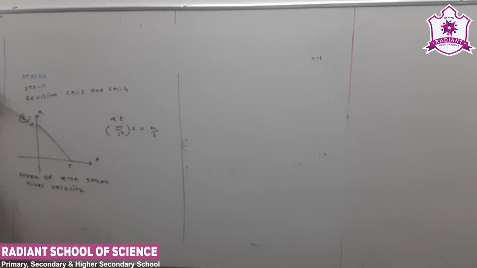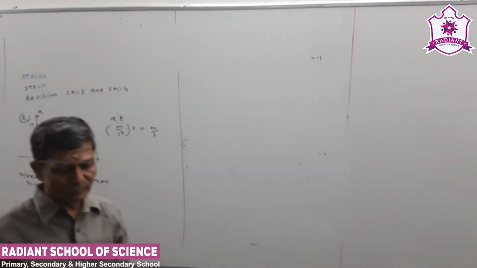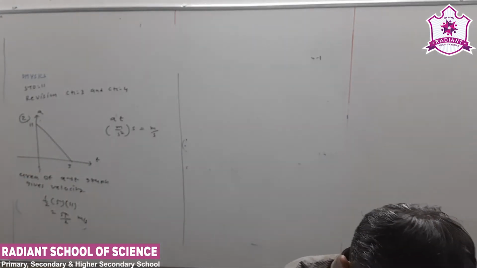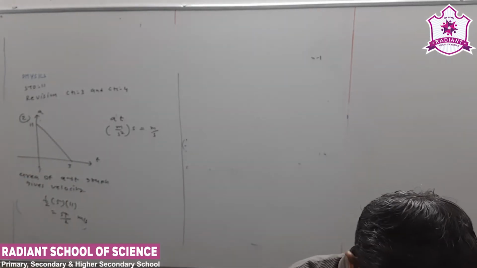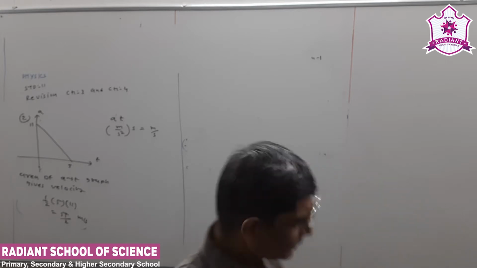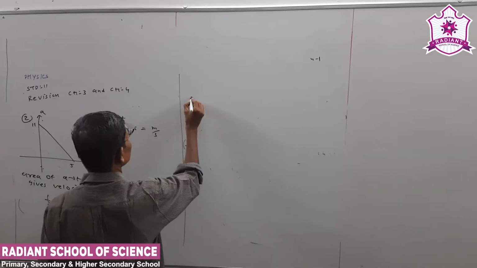Okay, so this is a right angle triangle. 1 by 2, base is 5. Okay, height is 11. So 55 by 2 will be the velocity. Okay, this is how we can solve. Okay, now see the next MCQ.